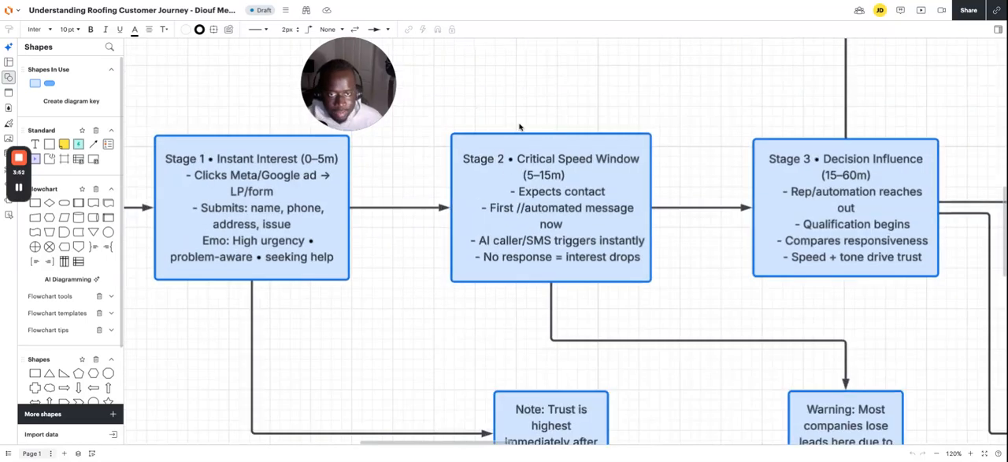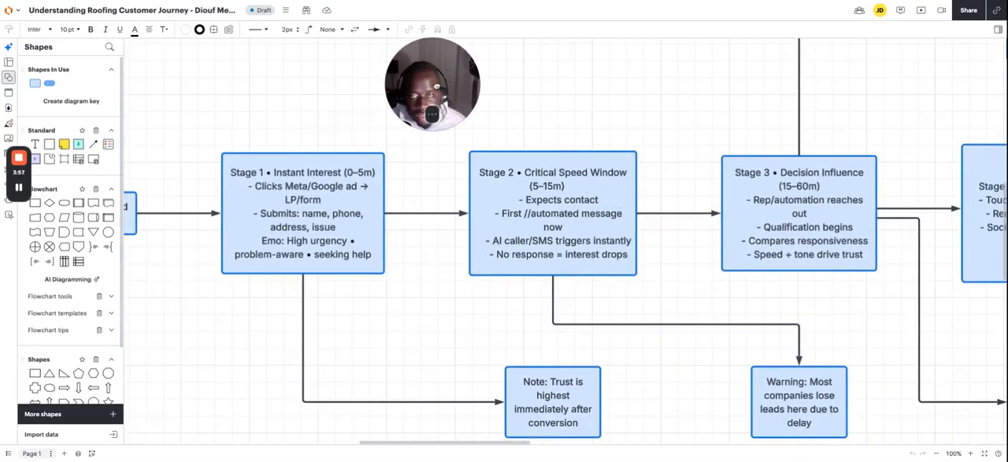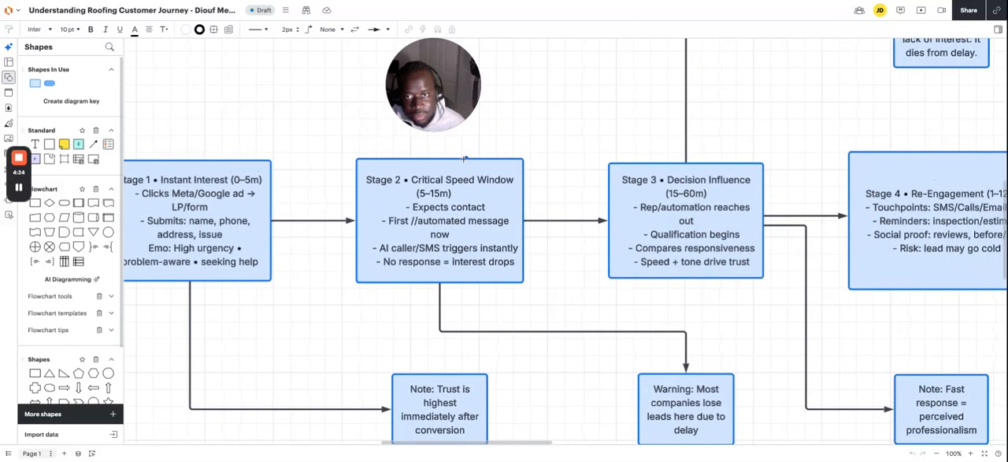About 5 to 10 minutes after submitting the lead form is a critical window, right? So they expect to be contacted. You're top of mind at that point. So this is when your automation should definitely be going out. Ideally, it goes out in the first 5 minutes, but 5 to 15 definitely something goes out. If you don't already have a touch point at this point, maybe you have a second one at this point. Especially if you're in a very competitive market. In competitive markets, you gotta be on top of it.